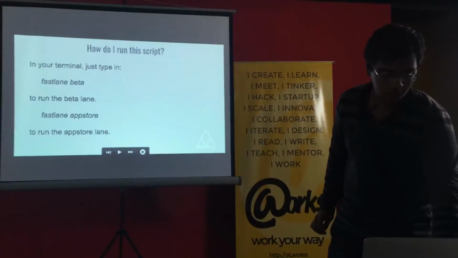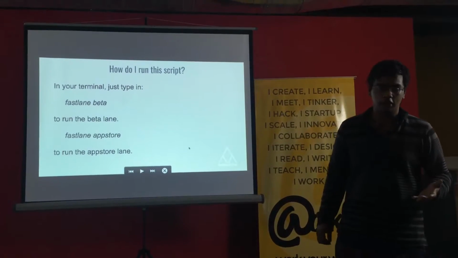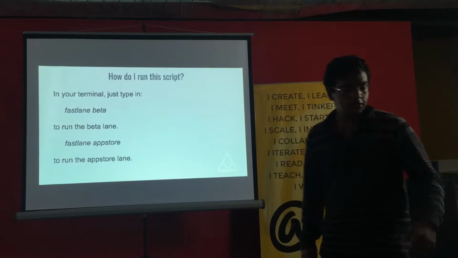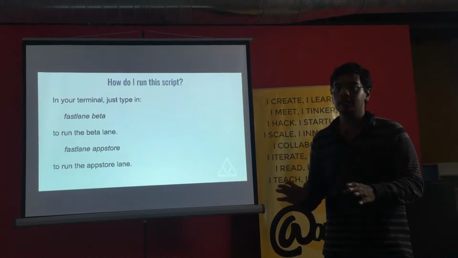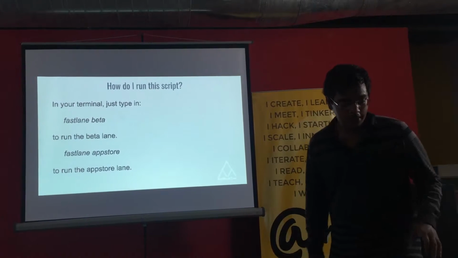So how do you run that particular script, the script that you have written in the Fastfile, with all those lanes that you define? For that, you just have to write two words, fastlane, and then the name of the lane. So fastlane beta or fastlane app store, and it will just run your lane for you.